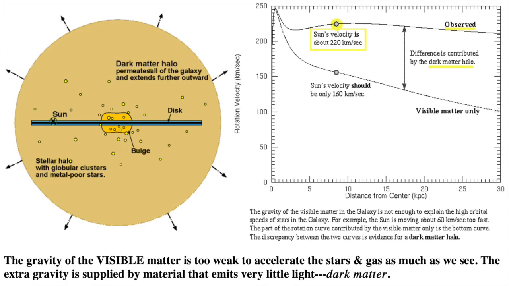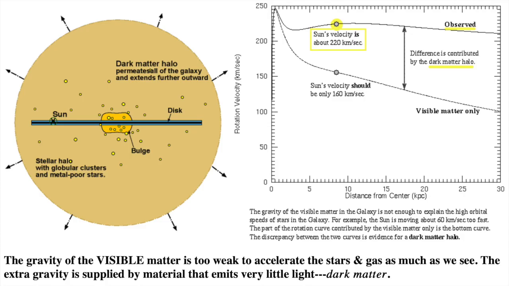Next slide. The extra gravity is supplied by material that emits and blocks no light. That strange material is called dark matter. The dark matter is not made of ordinary atoms. It is probably made of some kind of exotic particles predicted by quantum mechanics that we've been trying to detect in our high-energy particle accelerators without success so far.